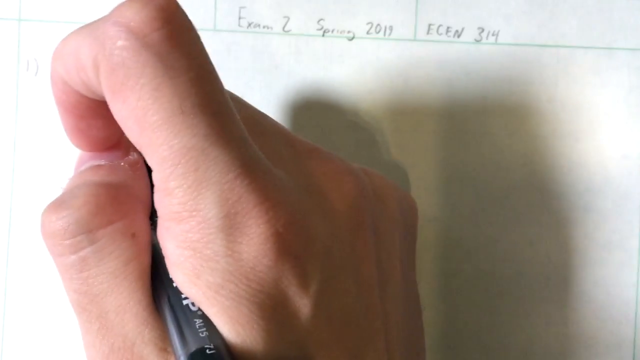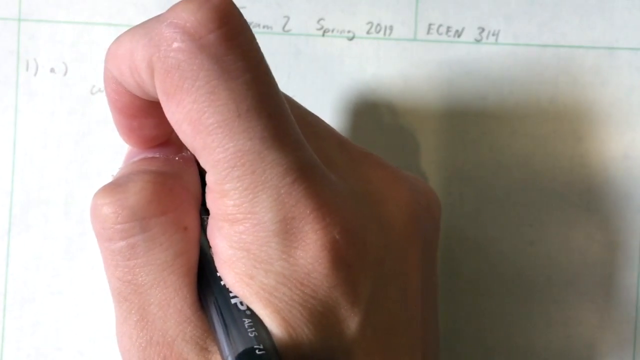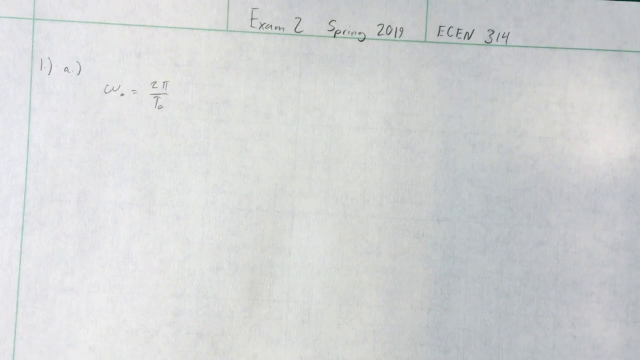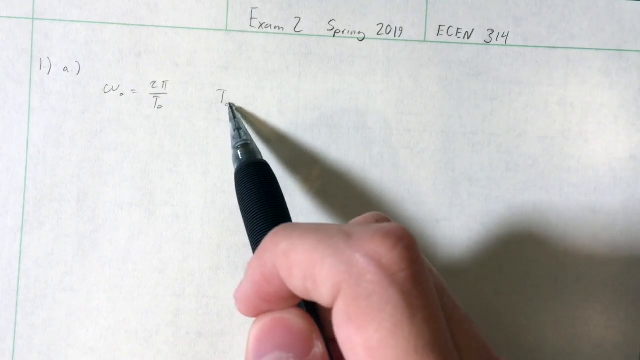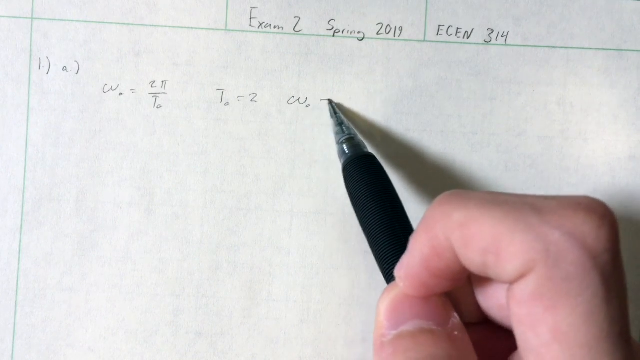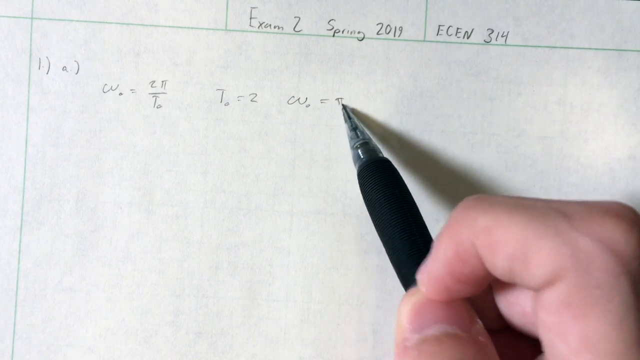So, part 1a, find the fundamental frequency. Well, we know the fundamental frequency omega naught is given by 2 pi over T naught, and T naught was equal to 2, so we know omega naught is equal to pi.